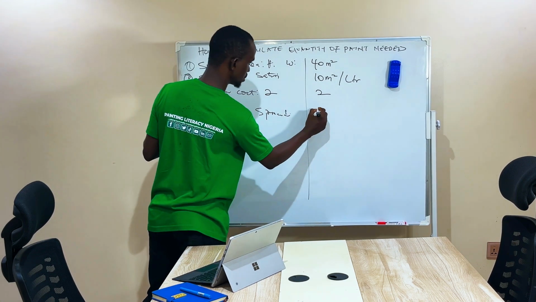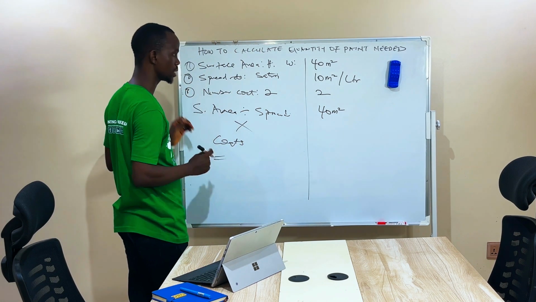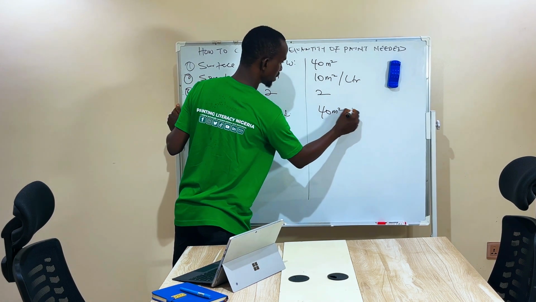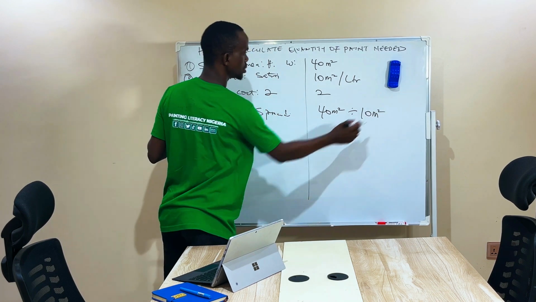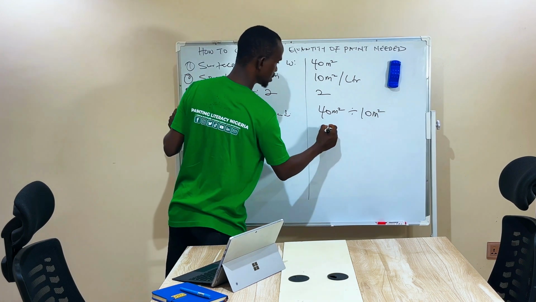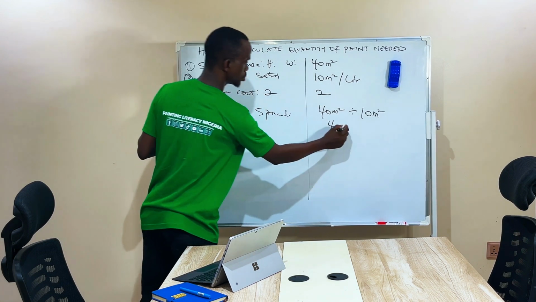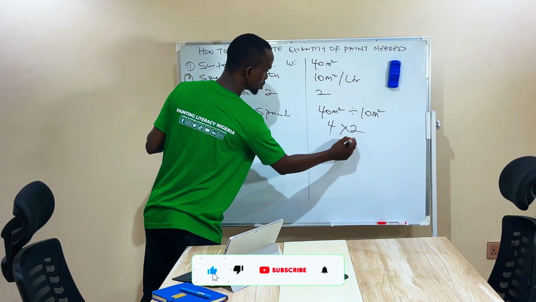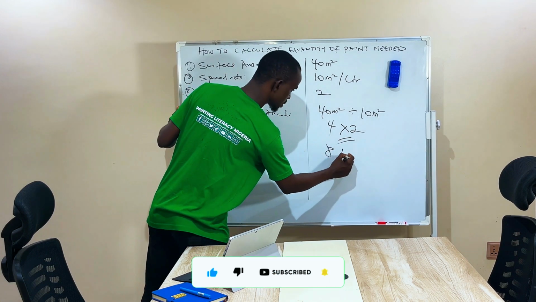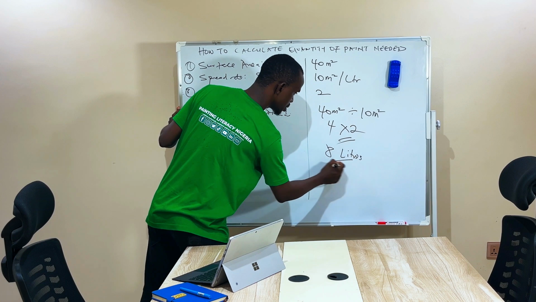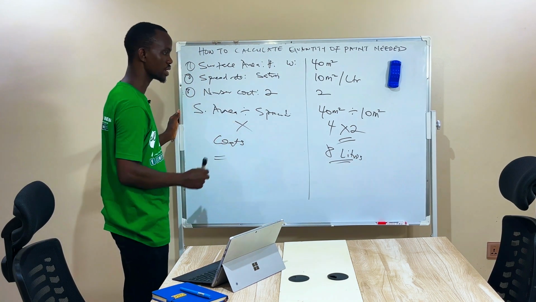We have 40 square meter, so the surface area, then divided by 10, which is the number of liters it can cover. That is 4. Now 4 times 2, which is the number of coats, will give us 8. It means that you need 8 liters of paint to paint 40 square meter, a room of 40 square meter.